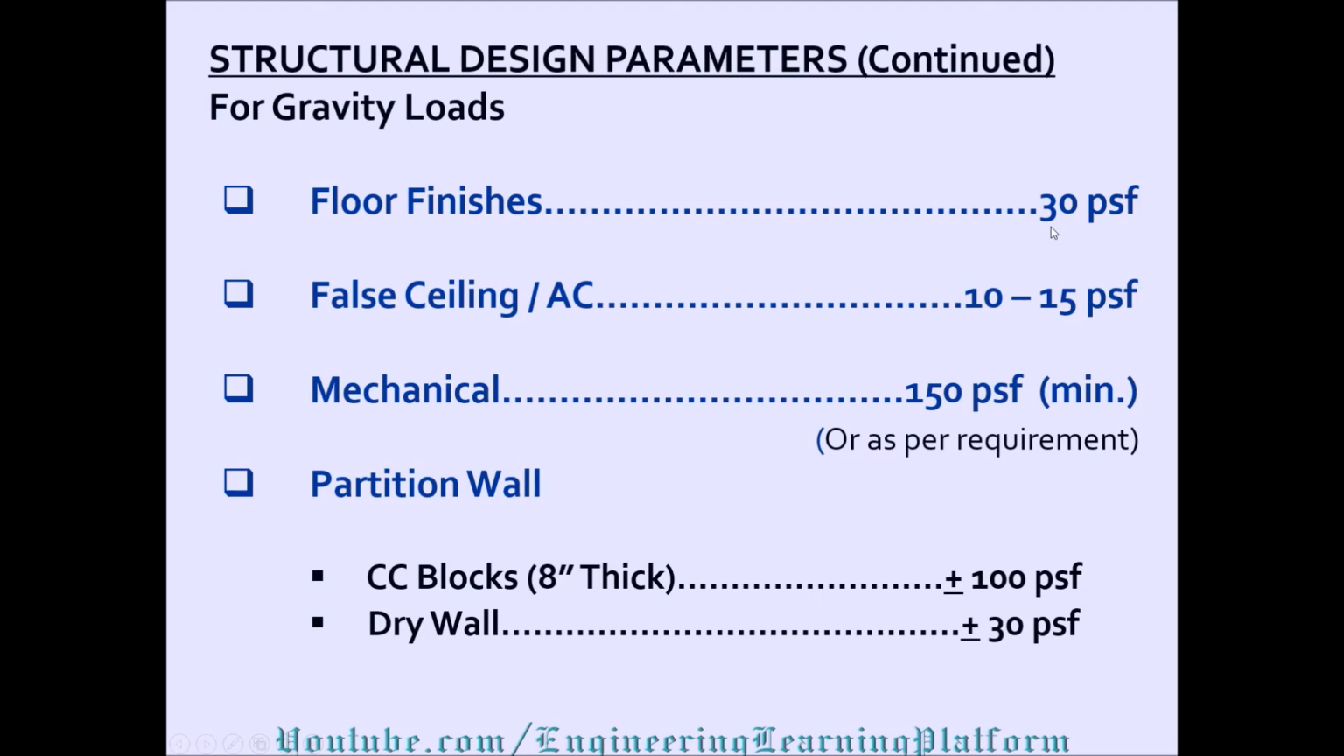Floor finishes 30 psf if it is 2.5 inches, false ceiling AC. These are typical dead loads. Mechanical 150 psf minimum or as per requirement. This is heavy mechanical load. There is another category of heavy mechanical load that refers to 200 or even 400 psf. That can be calculated easily if the mechanical or HVAC equipment floor plan is provided. For a partition wall consisting of CC blocks 8 inches thick, the load is 100 psf plus or minus, and for drywall it is 30 psf.